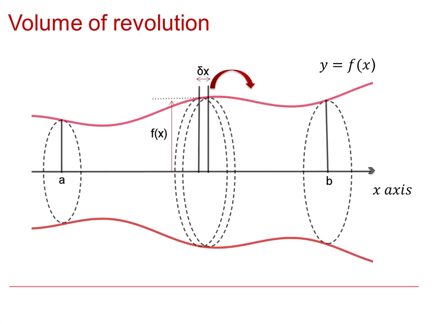We now wish to extend this idea. Imagine a curve f of x and rotating it around the x-axis. It would create a three-dimensional solid or volume of revolution. So each rectangle of height f of x and width delta x, when rotated, would form a cylindrical disk with radius f of x and height or width delta x.